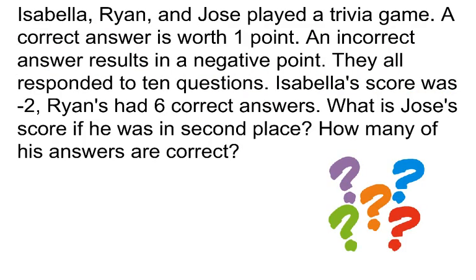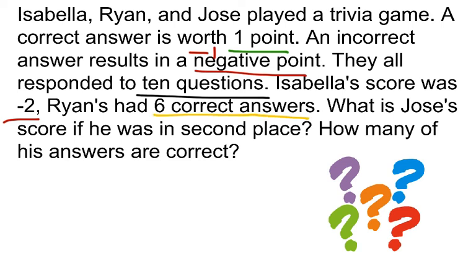Isabella, Ryan, and Jose played a trivia game. A correct answer is worth 1 point, so that would be a positive point. An incorrect answer results in a negative point, so that would be -1. Notice how I'm underlining and making notes as I'm going through the word problem. They all responded to 10 questions. So I have 10 questions. Isabella's score was -2. Ryan had 6 correct answers. So they didn't tell me his score.